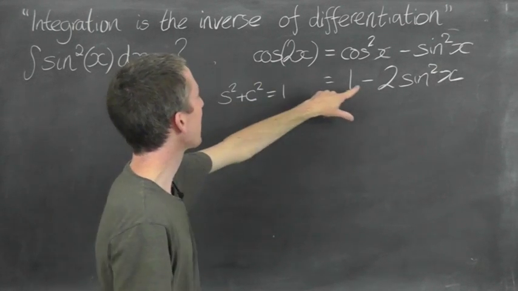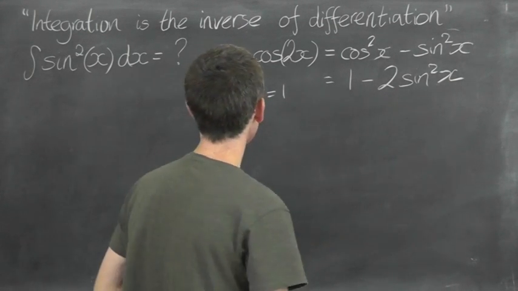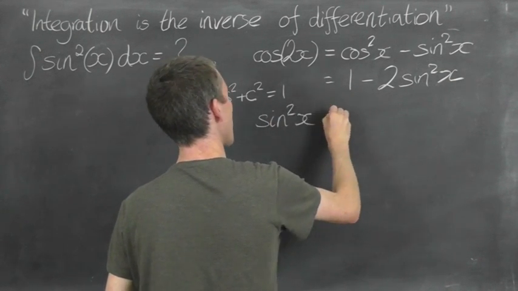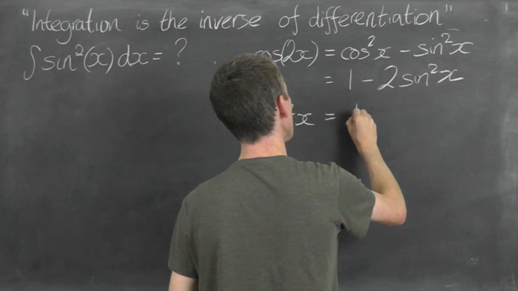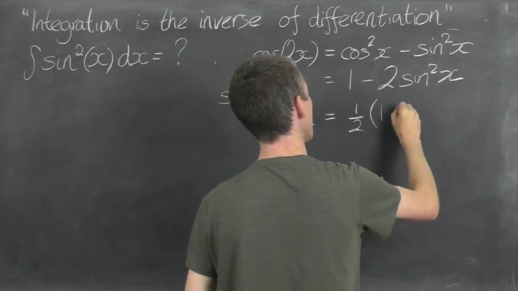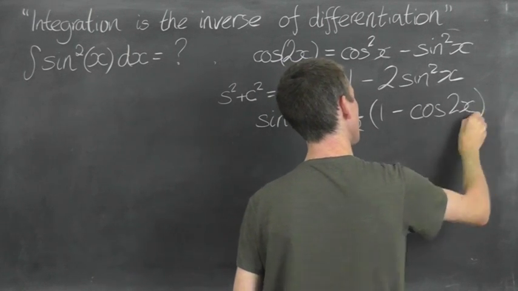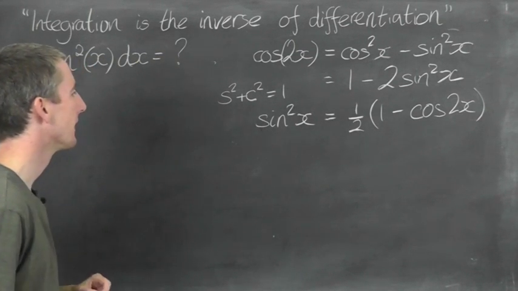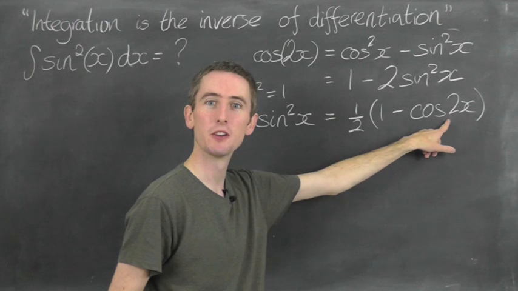Now, we can do a little bit of rearrangement to make sine squared the subject of the equation. Sine squared of x will, once we've rearranged, equal half of 1 take cos 2x. So we've rewritten the integrand and we can put that in here. But why have we gone to this effort? Well, we know how to integrate cosine of 2x.